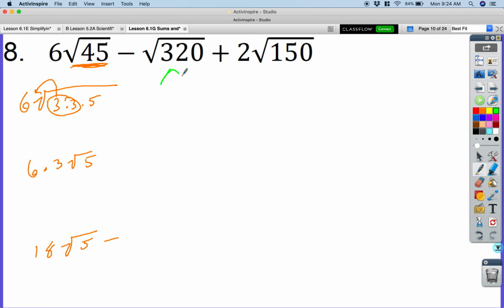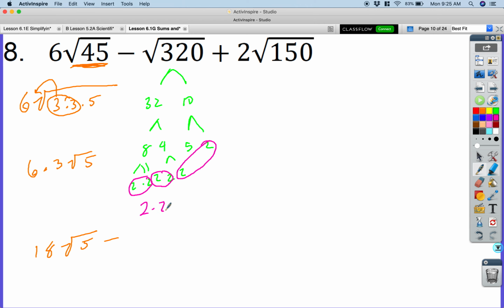So I'm going to go ahead and break this down into 32 and 10, and then this would be 8 and 4, and then 8 would be 2 times 2 times 2, and this would be 2 times 2. And then I have 10, which is 5 and 2. So I have a bunch of 2's here. I have 1 pair, 2 pairs, 3 pairs. So that means I'm taking out 2 times 2 times 2, the radical 5 right there. And 2 times 2 times 2 is 8, radical 5.